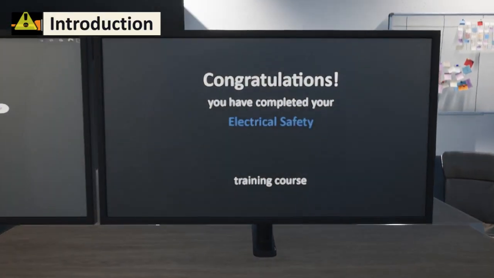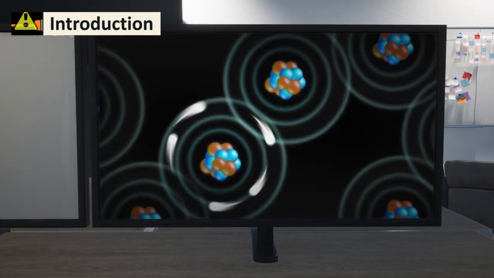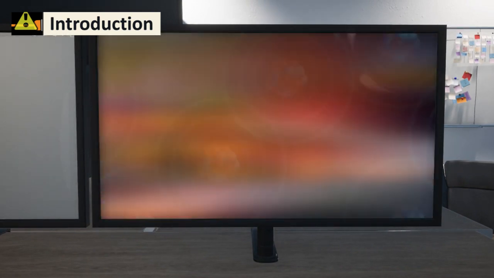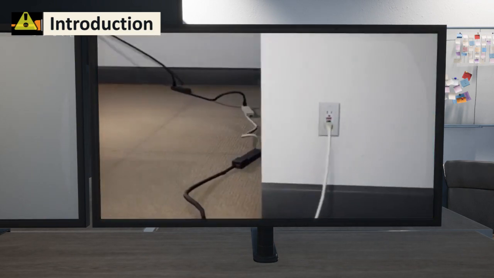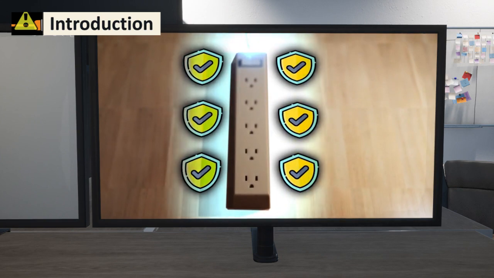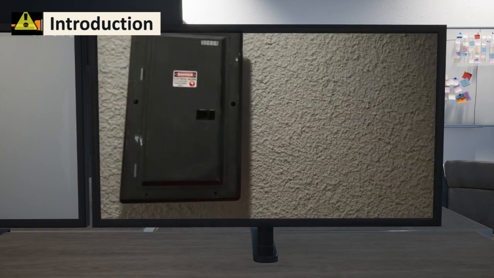When you have completed this course, you should be able to recognize how electricity works and common electrical injuries. You should also be able to identify common electrical hazards, recognize electrical safety devices, and identify methods for managing electrical hazards.